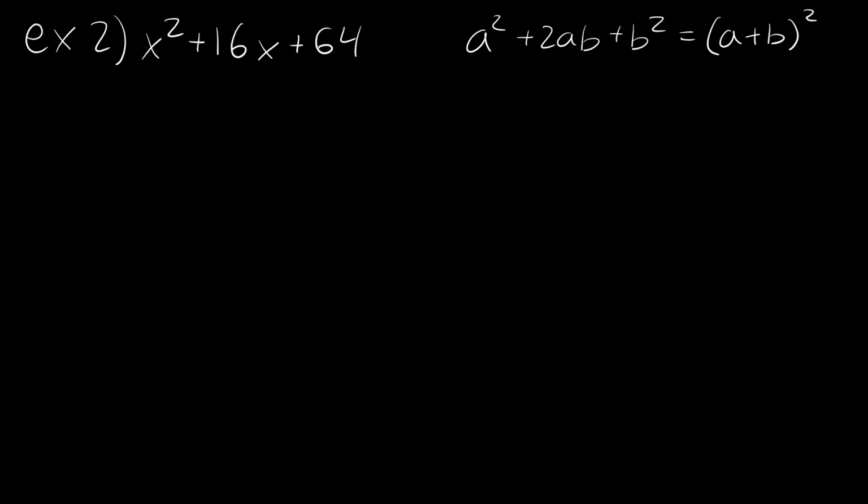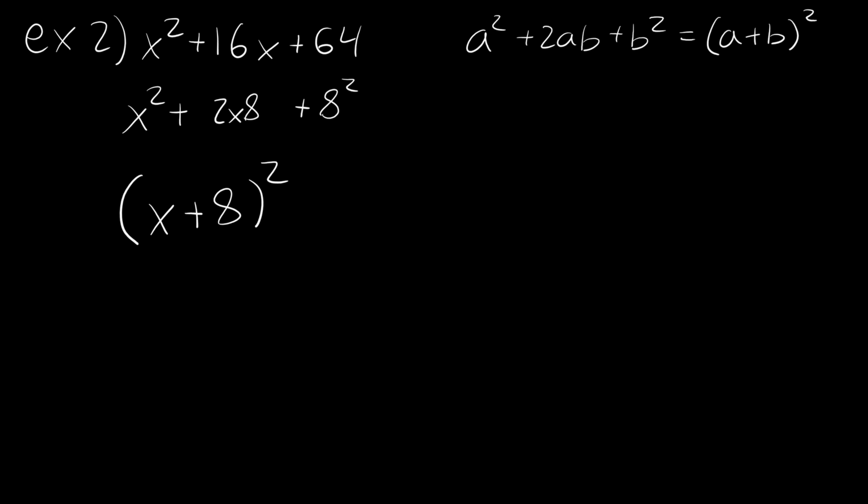Example 2, we have x squared plus 16x plus 64 in the formula. So a squared plus 2ab plus b squared. So a squared will be x squared. Then b squared, 64, can be written as 8 squared. Then if we look at 2ab, 8 times 2 is 16, so we can write 2a, which is x, and b, which is 8. So now we can plug it into a plus b squared. So a is x plus b, which is 8, squared, and that is your answer.